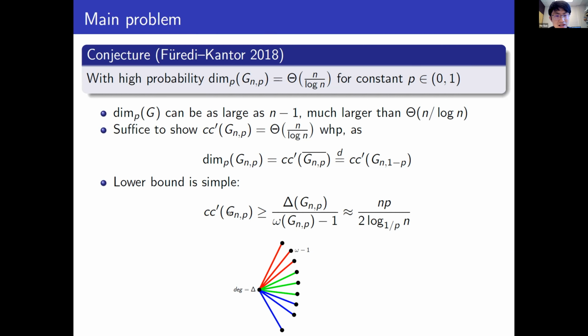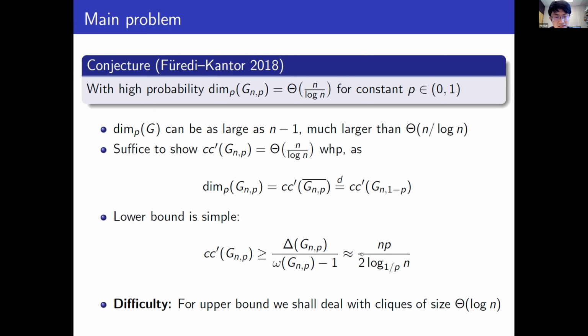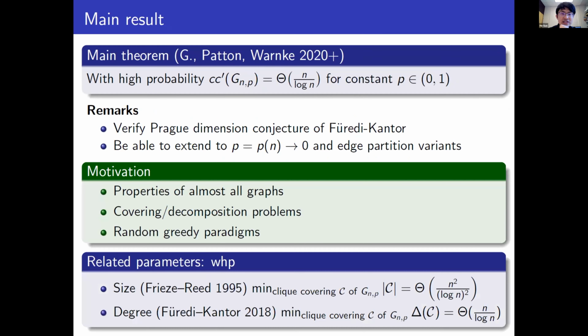So what we need to do is to prove an upper bound. As you can see in this form, for an upper bound we should deal with cliques of size roughly log n, which is very large, and that is a difficult point. We overcome the difficulty, so that we prove that with high probability, the clique chromatic number of G(n,p) has this order of magnitude. So this verifies the Prague dimension of Fréedman and Kantor. And this result can be extended to the case that the probability p goes to 0. We can also deal with the edge partition variant as Kaden talked about. So we can require the clique covering to be edge disjoint. So that is actually a stronger result than this one.